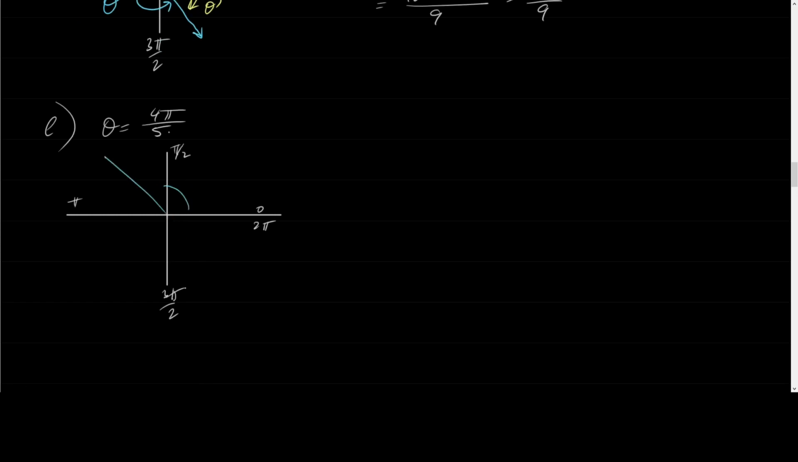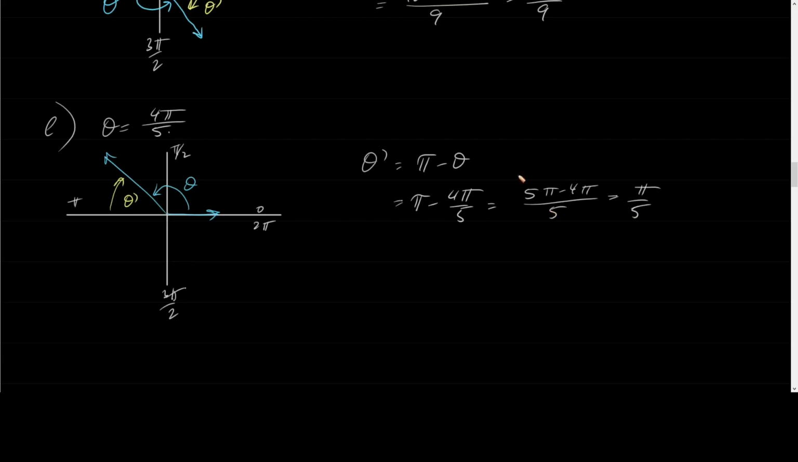So this is our angle theta, and our reference angle would be this angle. And in the second quadrant, what did we do? We said that the reference angle is pi minus the given angle. So in this case, it's going to be pi minus 4 pi over 5, which is just 5 pi minus 4 pi, and then everything over 5, which gives me just pi over 5. So this angle right here would be pi over 5.